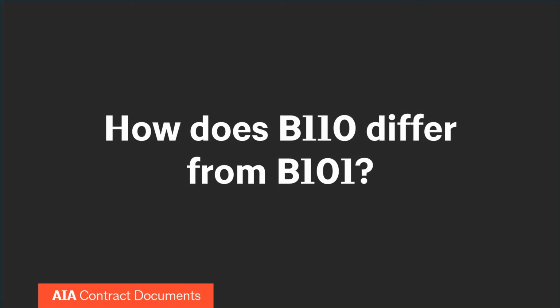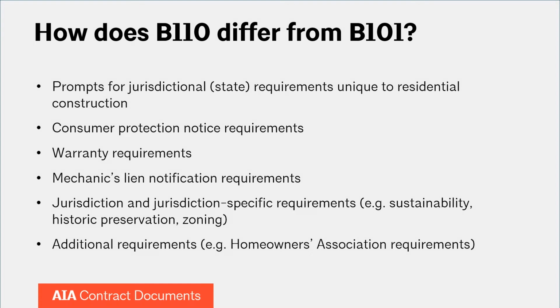How does B110 differ from B101? Many jurisdictions have laws that are unique to residential construction, often to protect the homeowner. The new documents include prompts to remind architects and contractors to include these provisions. Some examples include consumer protection warranties and related notices, lien laws, and licensing requirements. Jurisdiction-specific requirements may include sustainability, historic preservation, and zoning. Additional requirements may come from a homeowners association.